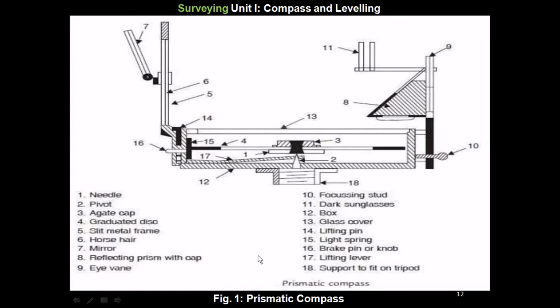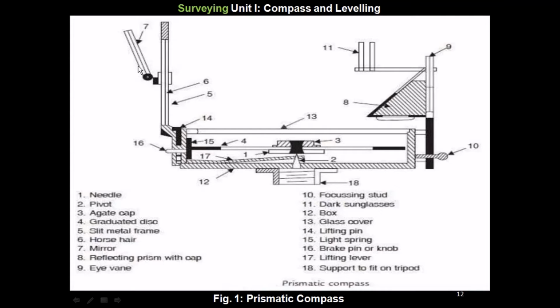So here we can see the figure number 1 of the prismatic compass. Here we can see the component parts. This is the magnetic needle. Then this is the pivot. Here the agate cap is there. Then this is the graduated disc. Then here it is a slit metal frame. Then here this horsehair is there. Then the mirror which is placed to see the object.